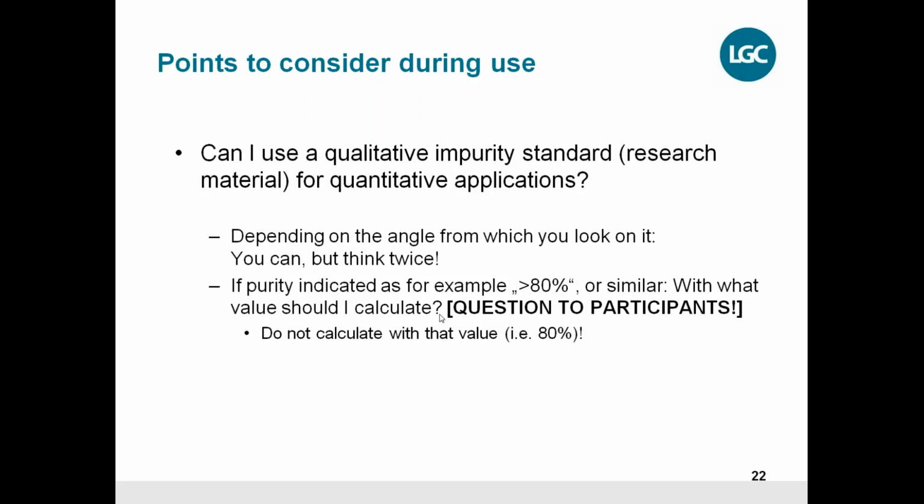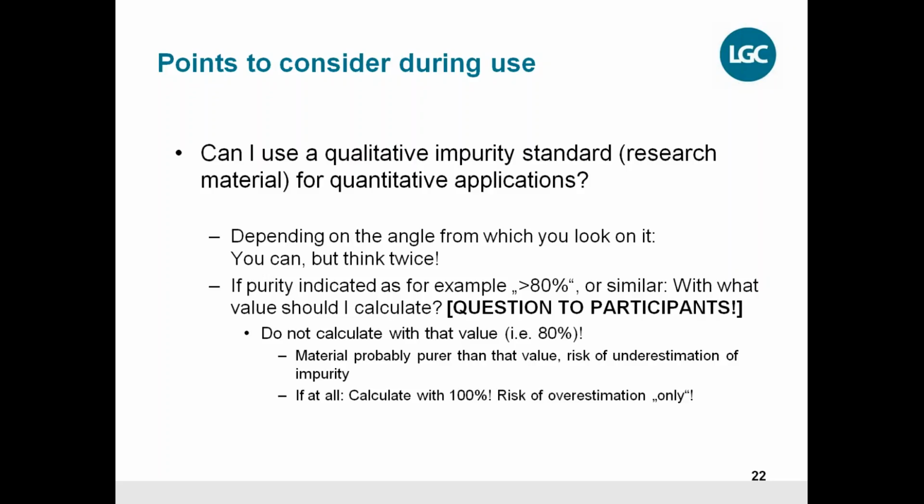So please do not calculate with a value like 80%. The problem is that the material is probably purer than that value, and there is a risk of underestimation of the impurity later. If you underestimate the purity of your reference standard, you can also underestimate the presence of that impurity in your material later. If you really want to calculate with a value, if at all, then please calculate with 100%. At that point you have the risk of an overestimation only. And I will explain on the next slide why I wrote only there. So that is what you should normally do.